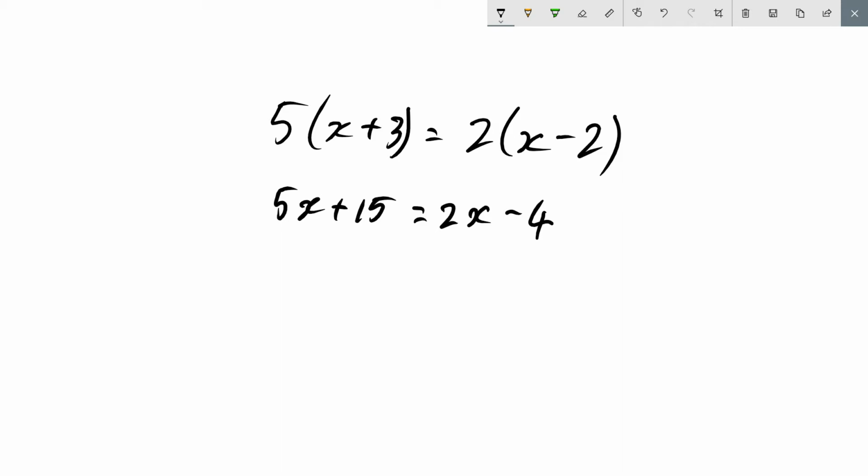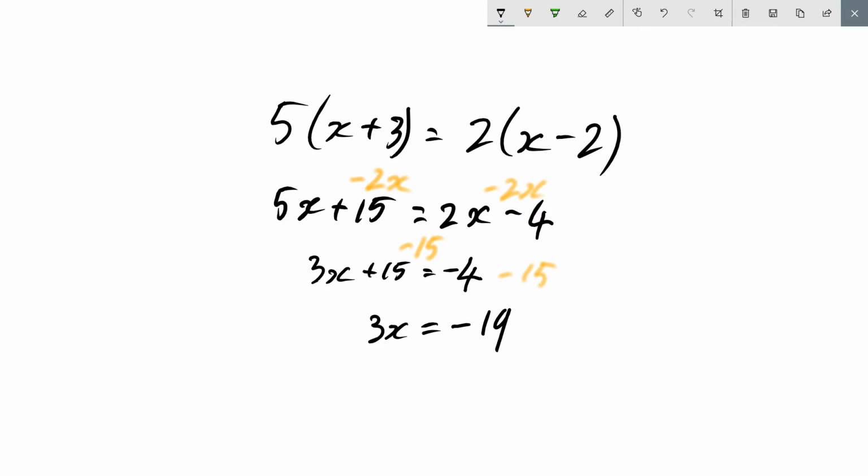So I can now subtract 2x and we'll get 3x plus 15 equals negative 4. I can now subtract 15 onto the other side. And 3x now equals negative 19.